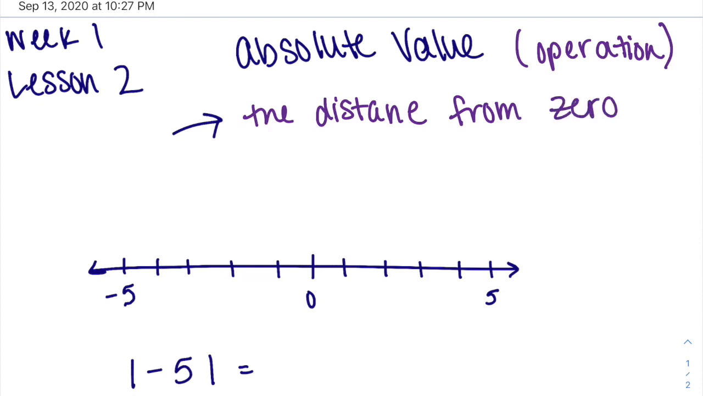Oh my gosh, do you see it on a number line? Oh my gosh. Okay, who saw it?